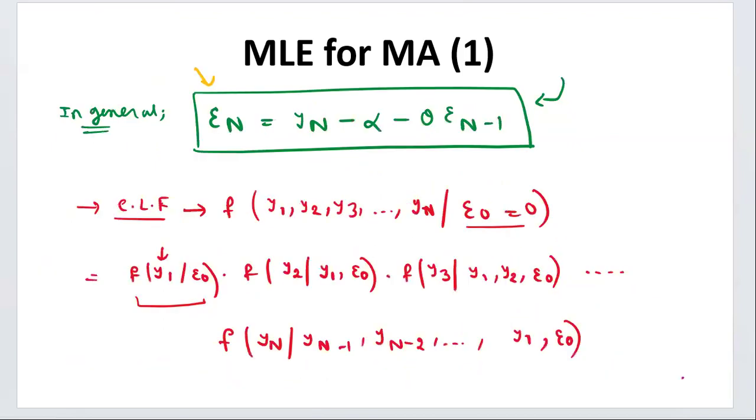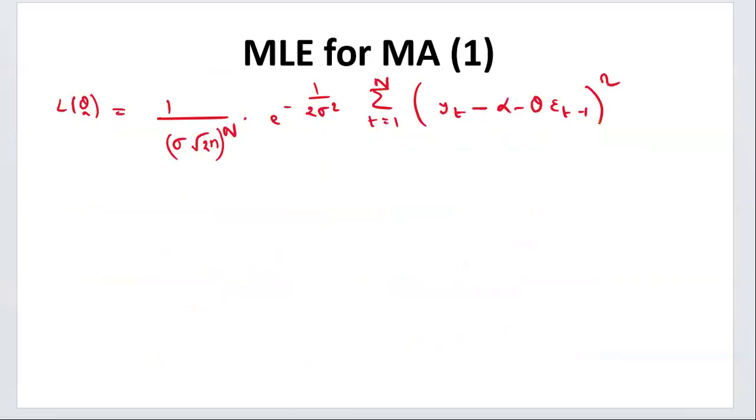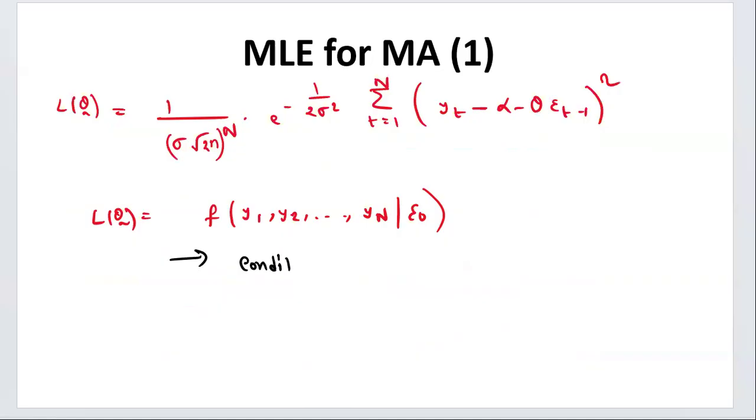Let me get back and check the expression: yn minus alpha minus theta epsilon n minus 1. So we are just replacing n by t: yt minus alpha minus theta epsilon t minus 1. So this is what you will get, and this is the final conditional likelihood function that you want. This is the L theta that you want. Let me write it down: this will be the conditional likelihood function.